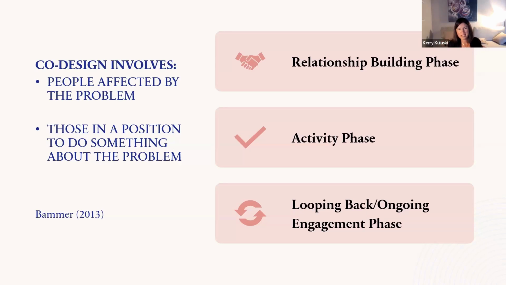And the other piece that is sometimes neglected or not focused on enough is the looping back and ongoing engagement phase. So when you finish your co-design activity, it's about looping back with the group that you've engaged with to talk about how their ideas were taken up, or maybe not taken up and why, or what pieces of their feedback were used or not used. And also continuing to build the relationship.